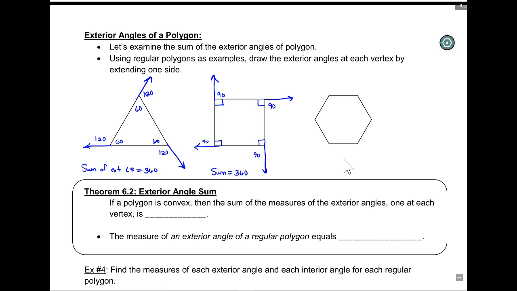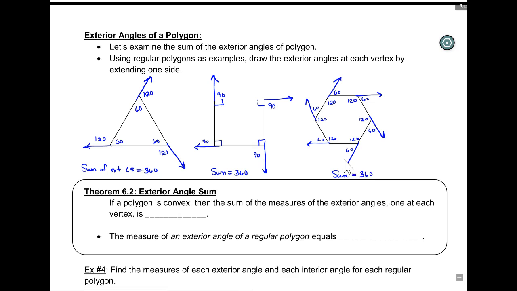Now let's say we have a regular hexagon. So in a regular hexagon, the sum of the interior angles has to be 720, so we divide by 6. Each of these is 120 degrees. So if I extend each vertex one direction, I get all my exterior angles as 60 degrees. So I have 6 of them times 60. So again, my sum is 360 degrees.